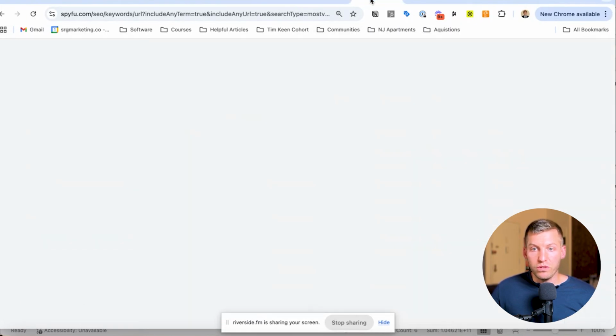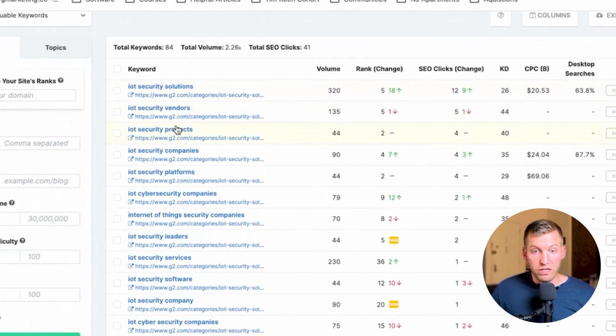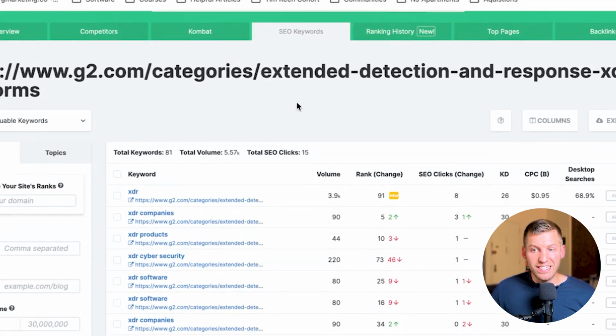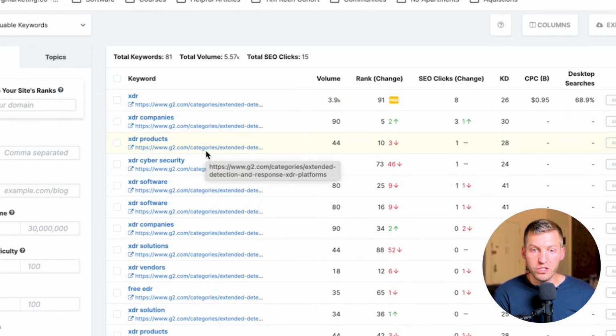So I looked up some other search categories that I saw them showing up for, like IoT security solutions, IoT security products, and extended detection and response platforms, right? So a very specific subset of cybersecurity that they are focused on. And again, they're all high intent. They all have search volume. These are the keywords I'm going to recommend them to test. Not all of them might be the best keywords for them, but it's going to put them in a much better position to convert the right people.